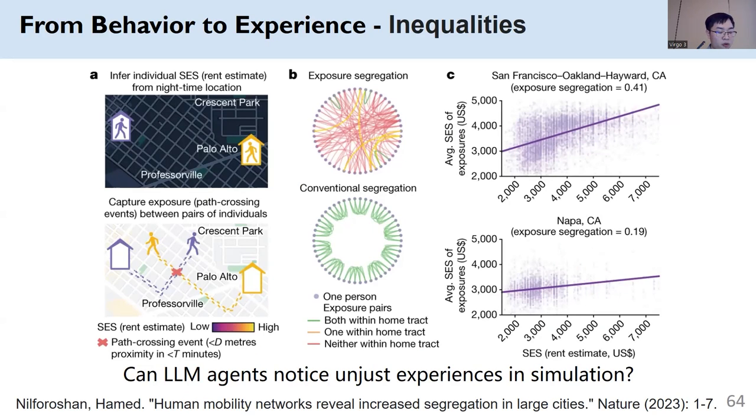Another very important problem I care about is how we can go from behavior to experience. Right now, these LLM agents can generate a lot of behavior very faithfully, maybe human-like. But experience has become a key topic in a lot of urban studies. For example, in one of last year's Nature papers, they went beyond residential segregation to experience segregation: how segregated your daily encounters are. It's not where you live, but the people you meet daily. So can these LLM agents notice this unjust experience in simulations? If they can, then it would be very important. You could simulate this system and evaluate experience segregation, which can be a very important data source.